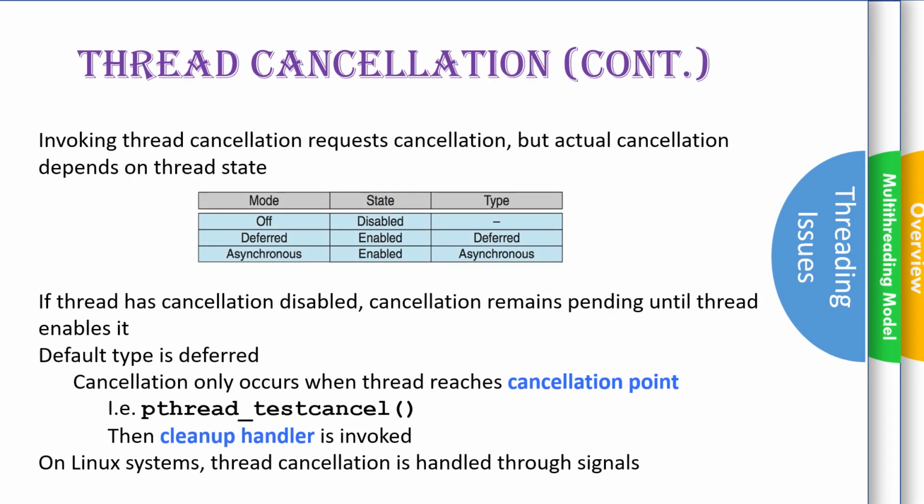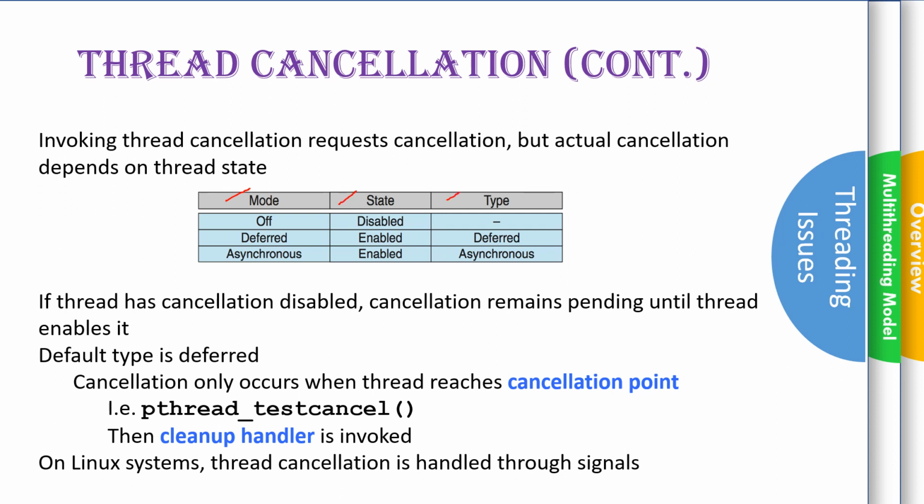Cancellation does not only depend on whether it is an asynchronous or synchronous call. It is also dependent on whether the thread has enabled or disabled the thread cancellation state. So here in this table we see that there is a thread mode, then there is a state, and then there is a type.